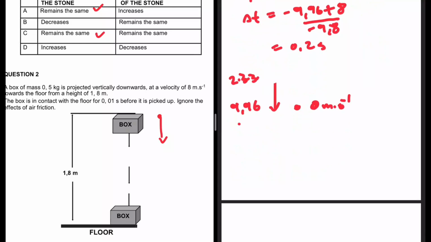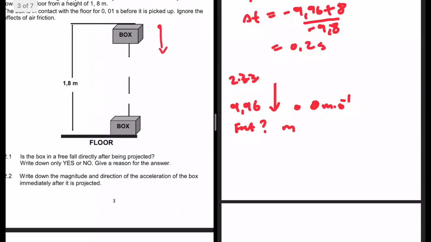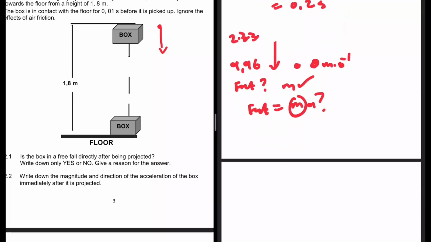What are we looking for? We're looking for the net force. What do we have? We do have the mass of the object, right? The mass of the object is said to be 0.5 kg. What is F net? F net is equal to ma. We have the mass, so can we find the acceleration? Maybe that is what the question is actually saying. Let's see if we can find the acceleration.